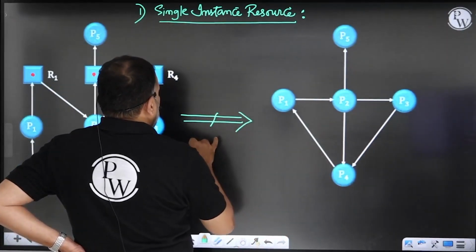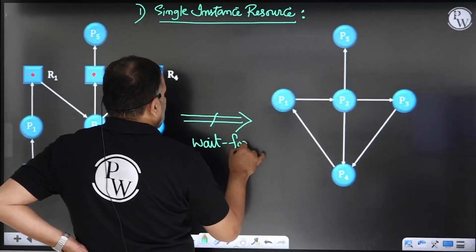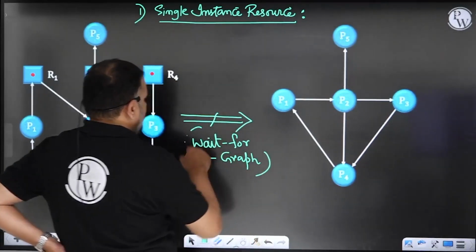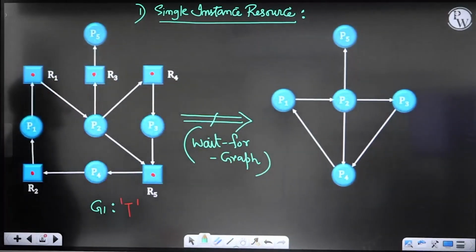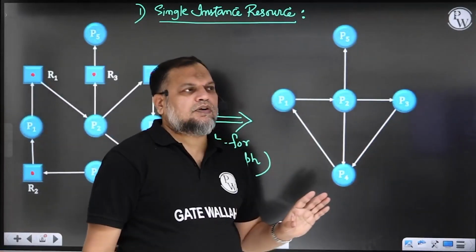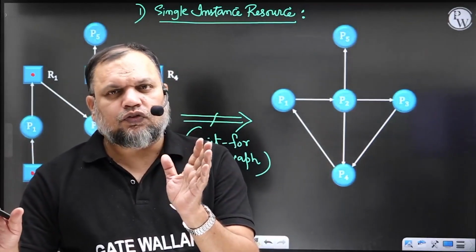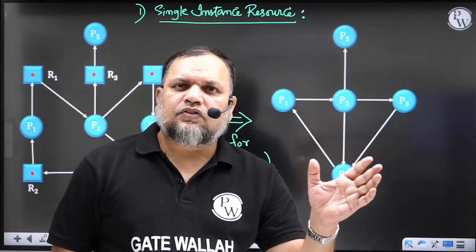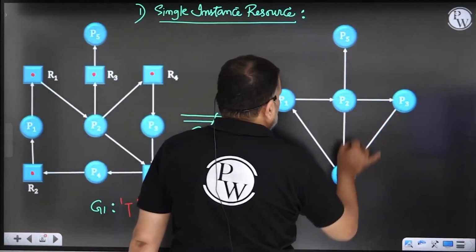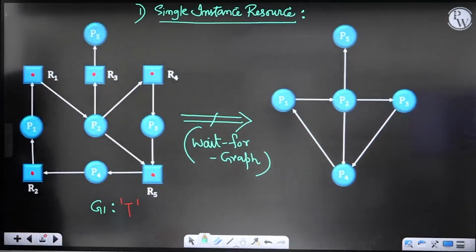How is that done? By deriving a subgraph, or a metagraph, from here called the wait for graph. The characteristic of this wait for graph is that it will have only processes as vertices. The wait for graph derived from the original resource allocation graph will have only processes as vertices. Look at that: P1, P2, P3, P4, P5. See here on the board how we are deriving this.